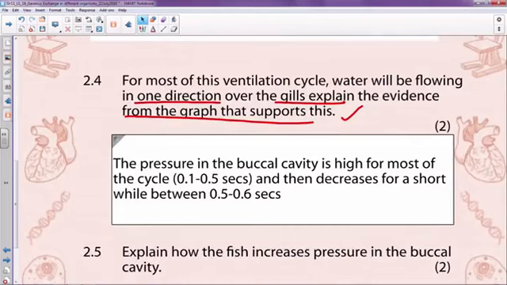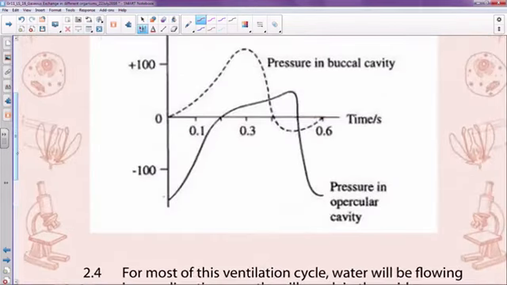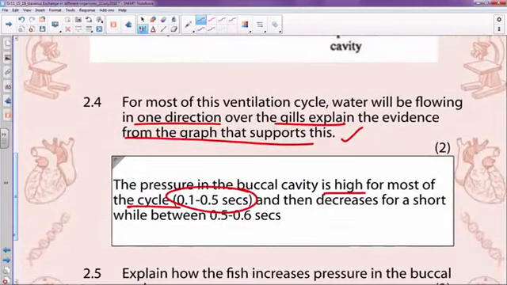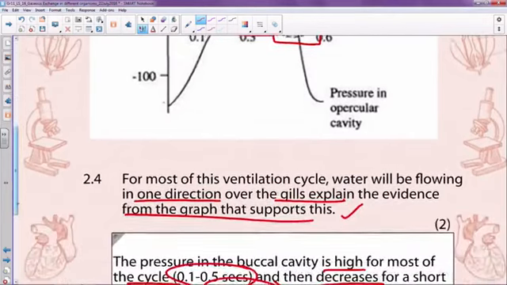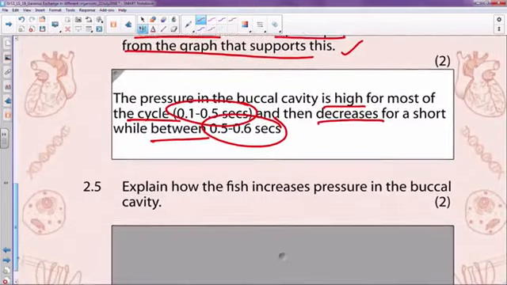When we look at the pressure, the pressure in the buccal cavity is high for most of the cycle. If you look at the pressure between 0.1 to 0.5 seconds, it's high. So between this area here, the pressure in the buccal cavity is high. However, it rapidly decreases for a short period between 0.5 to 0.6 seconds. So if we look at this period here, there's a rapid decrease in the pressure, and that is predominantly due to a change in the direction of flow.